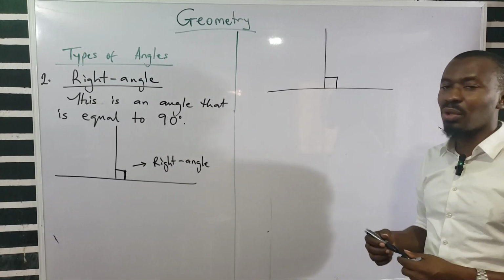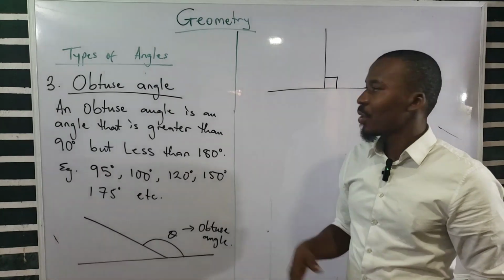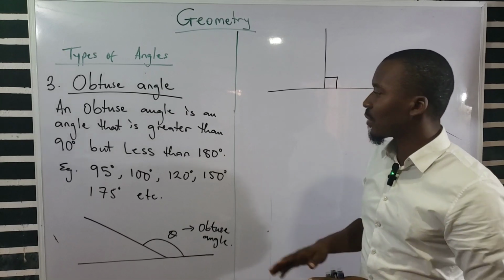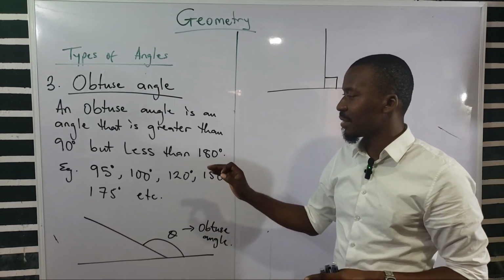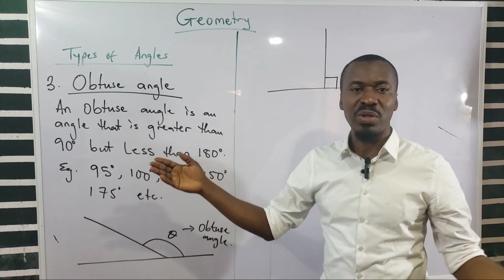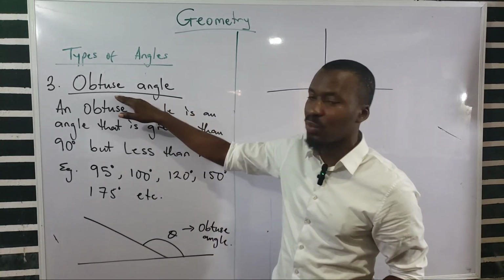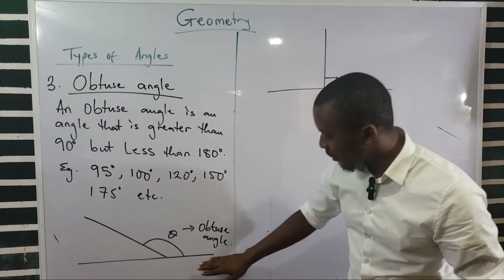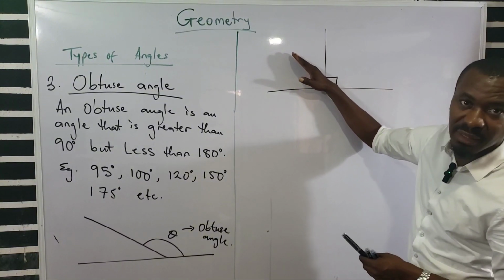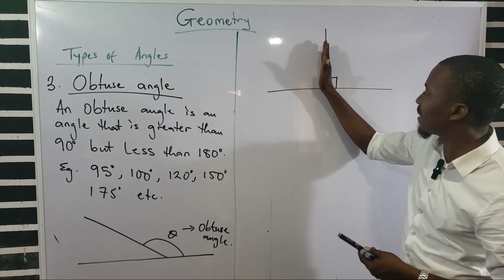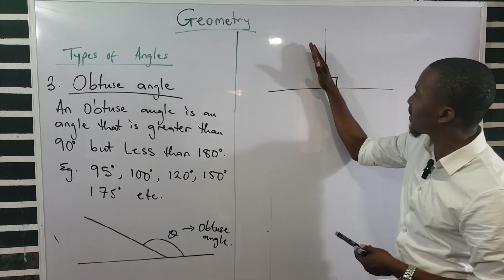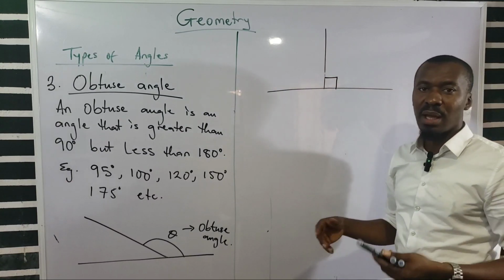So let us look at the third type of angle, which is what we call an obtuse angle. An obtuse angle is an angle that is greater than 90 degrees but less than 180 degrees. So any value of angle that is between 90 and 180 is regarded as an obtuse angle. This is how it will look. You can see that it is a little bit more than 90. If you move from here to here, that gives you 90 degrees. Then anything more than that will give you an obtuse angle.